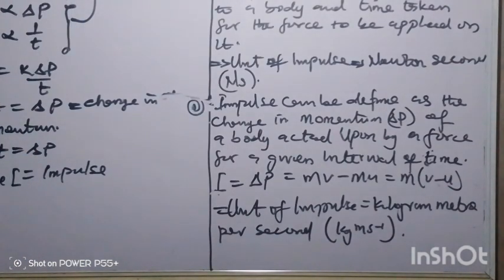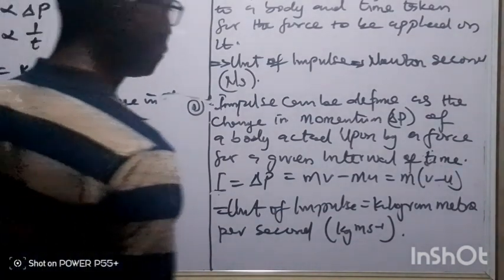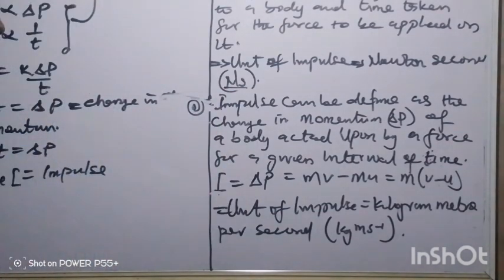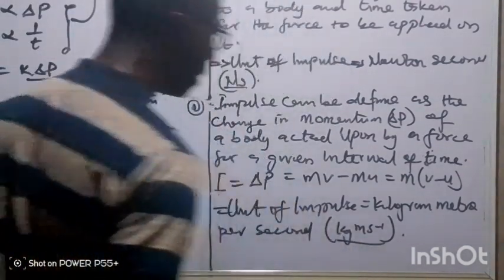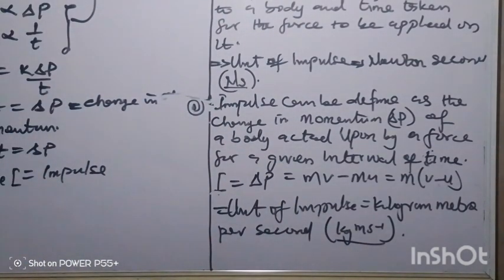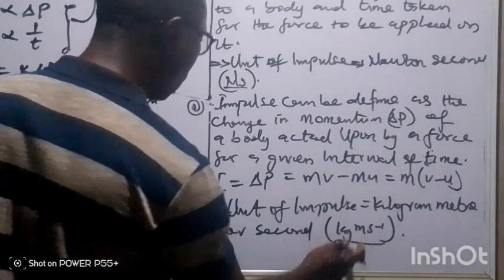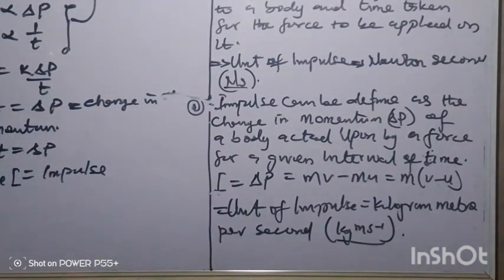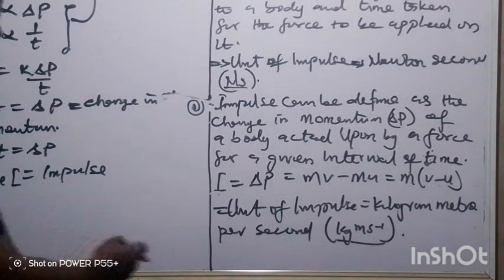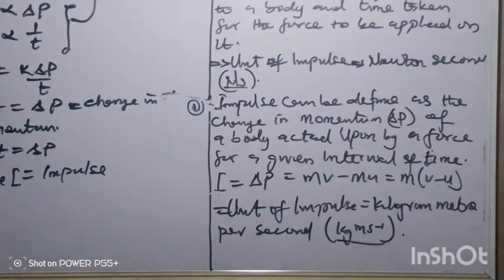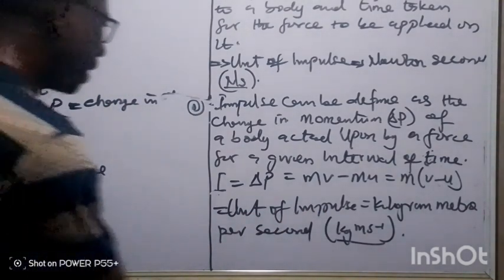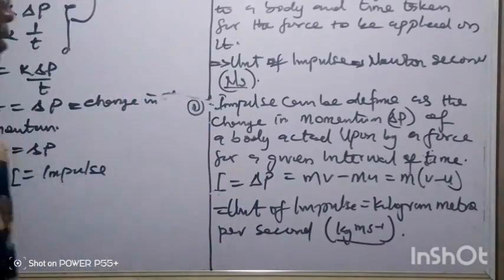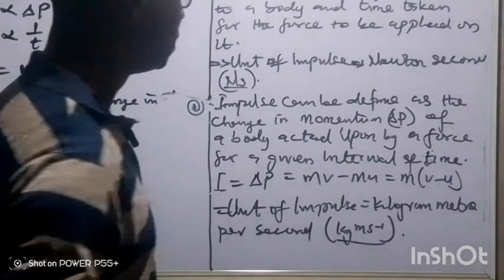From what we have said so far, we can say that impulse can take two units. The first one, Newton second. The second one, kilogram meter per second. It is this second one that joins impulse to momentum. In that case, they have the same unit. So that's one of the similarities between impulse and momentum. They have the same unit, kilogram meter per second. And mind you, momentum cannot take Newton second. So that's one of the differences between them.